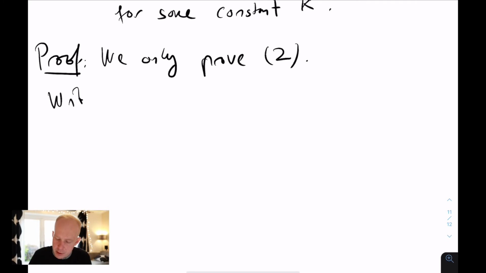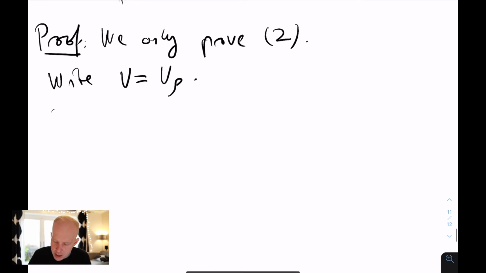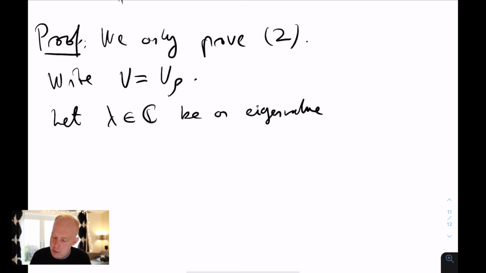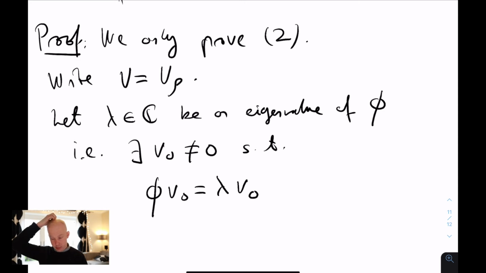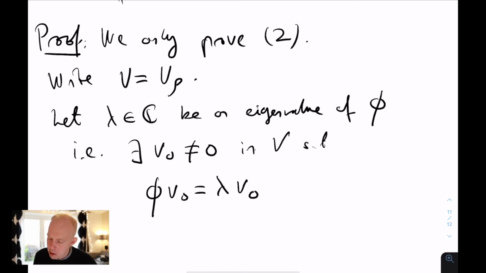So how do we get part 2? Let's write just V to shorten the notation, that's V rho, and we let lambda, some complex number, be an eigenvalue of this phi, i.e., there exists some v0 in V which is non-zero such that phi v0 is lambda v0.